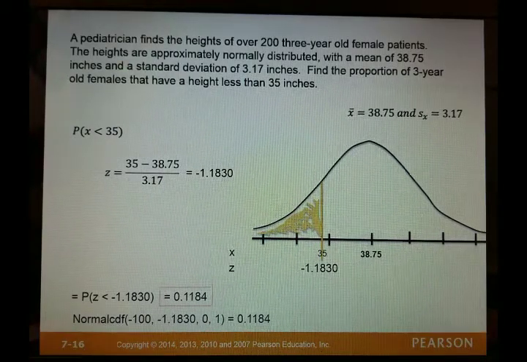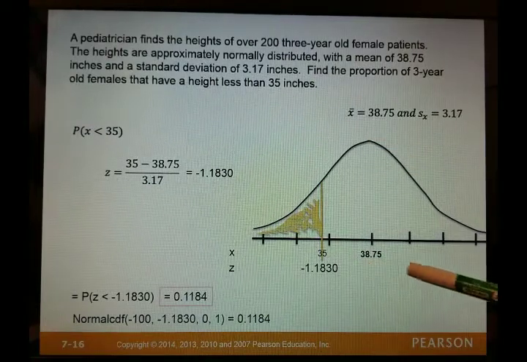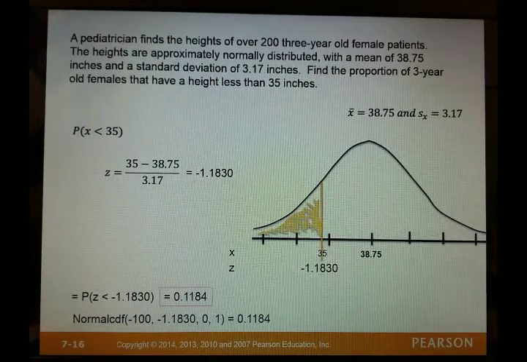Z-scores are based off of a distribution centered at 0 with a standard deviation of 1, 2, 3. That's the z-scores.